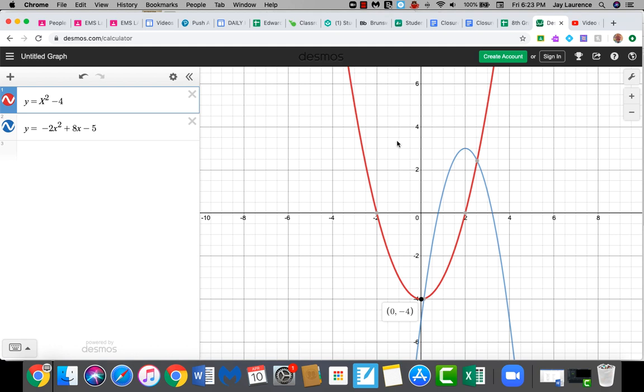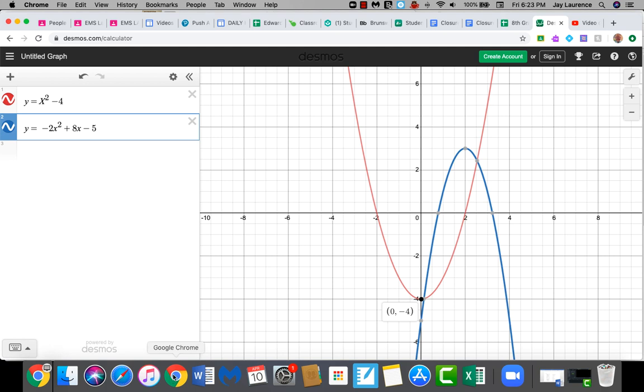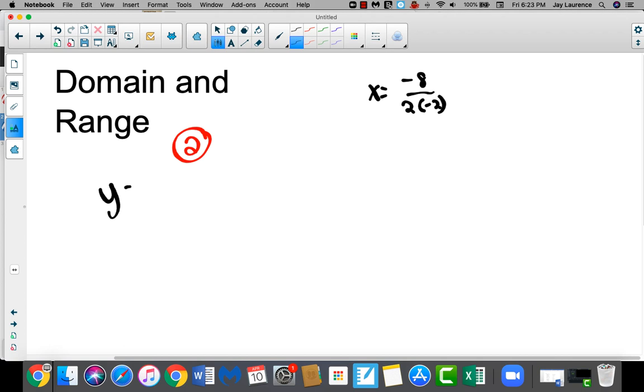Well, if you want to do negative b over 2a, so it'll be negative 8 over 2a. So let's go do that. So the x-coordinate of the vertex is going to be negative b over 2a, and I think that's at 2. Let's go back and double check. Boom. That's correct. It's y equals negative 2x squared plus 8x minus 5. So when I do this, I'm going to get negative 8 over negative 4. So the x-coordinate is 2. That's the x-coordinate of the vertex. I need the y-coordinate of the vertex.